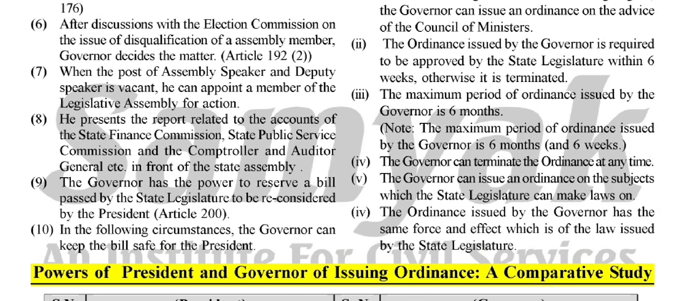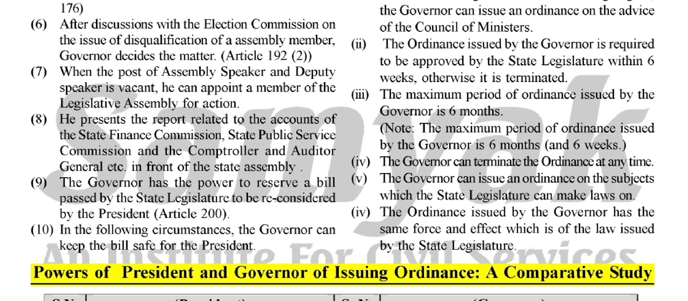The ordinance issued by the governor is required to be approved by the state legislature within 6 weeks, otherwise it is terminated. Third, the maximum period of an ordinance issued by the governor is 6 months. Note, the maximum period of an ordinance issued by the governor is 6 months and 6 weeks. The governor can terminate the ordinance at any time.